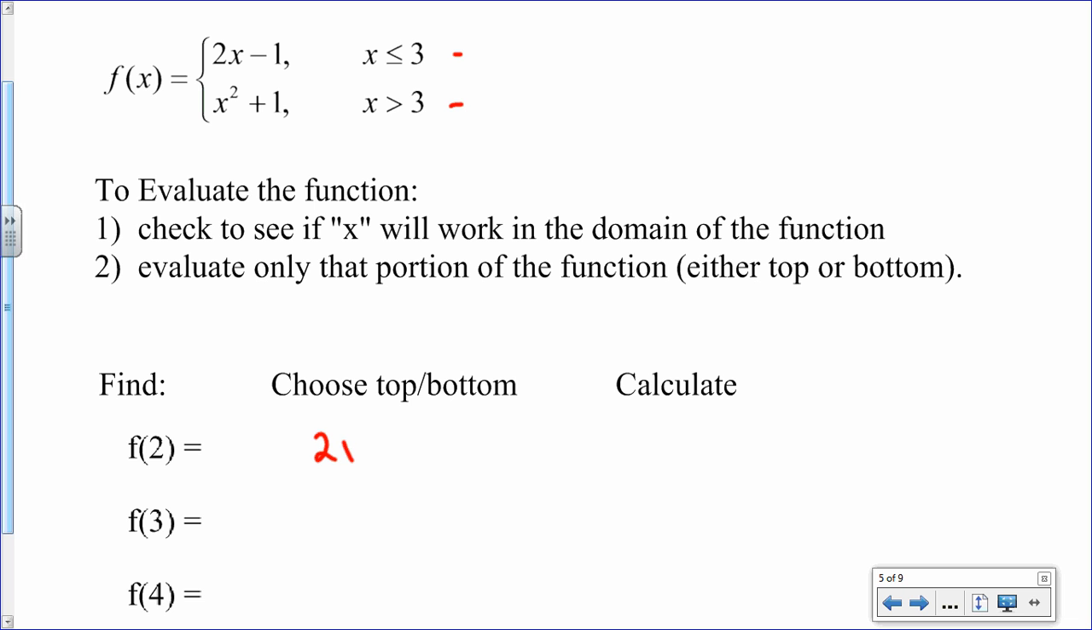So I'm going to use 2x minus 1, and we're going to calculate just that portion. So 2 times 2 minus 1, and that will be 3.